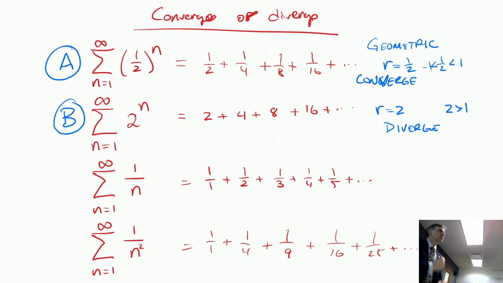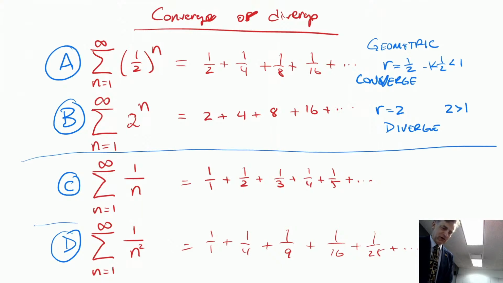So don't just guess and get it wrong, although I am going to ask you to guess with these last 2. So let's do C and D really quick. C. In fact, why don't you jot down somewhere for C and D, do you think these converge or diverge? Those 2 right there.